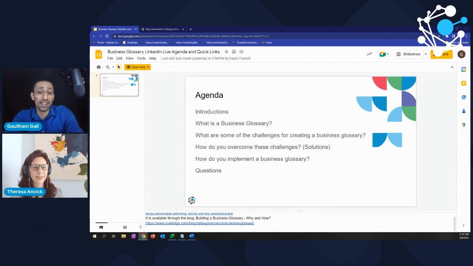So just to get us started, Teresa, do you want to help us understand what a business glossary is? Sure. It's important to know what you want out of your business glossary. It can be a little bit different for different companies, and there are some creative ways that I see people deploying business glossaries.